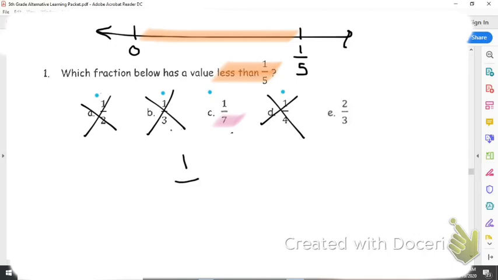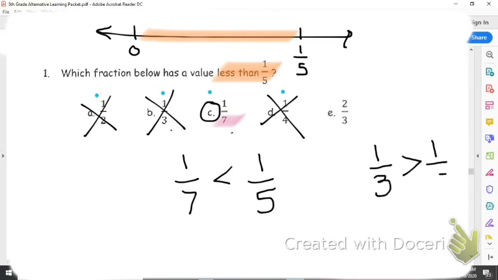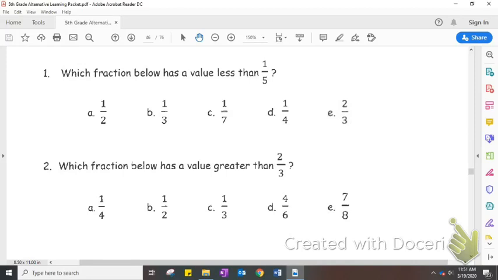Let's write it out. The greater the denominator, the smaller the fraction. Okay? So C. All right, 2/3 is not a unit fraction. So let's think about it though. If 1/3 is greater than 1/5, then 2/3 definitely has to be greater than 1/5 because it's 2 times 1/3. So this one, it's not going to be less than 1/5. Okay? There's only one fraction that's correct. 1/7 is less than 1/5.